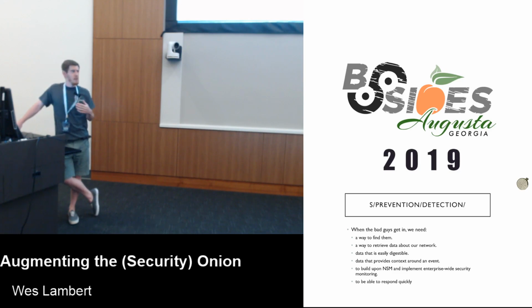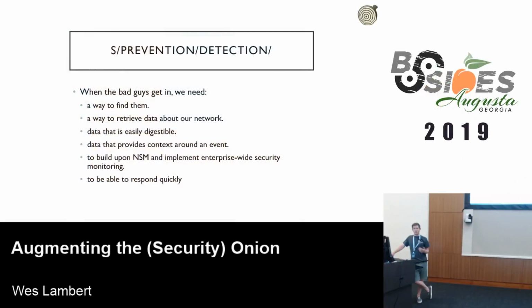We need to find a way to retrieve that data that we're recording about our network. We need to make sure it's easily digestible. We need a way to correlate it with other sources, other data. We need context. We need to build upon network security monitoring principles and implement enterprise security monitoring so we can bring in all of that host telemetry and all that other good data that can provide that good context around the events occurring in our network.